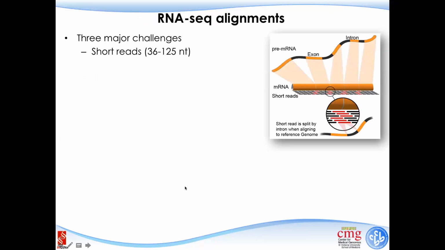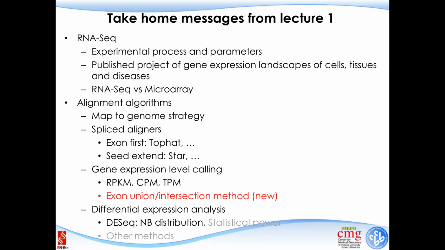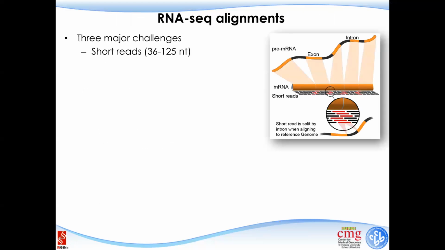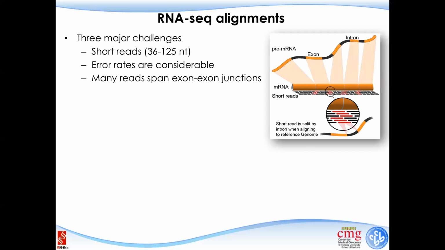So let's do a review of the major key computational parts or most challenging parts we have introduced in the past. First is the RNA-Seq alignments. So there are 3 major challenges of RNA-Seq analysis. First is the short reads. Second is that error rates are considerable, because there may be certain errors. And also many reads span exon junctions. So this is a key point. And that is why we need spliced aligners.